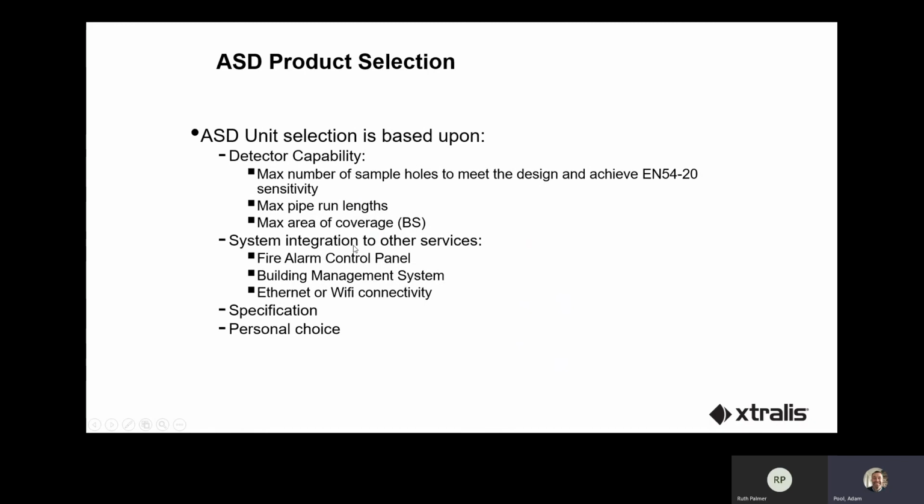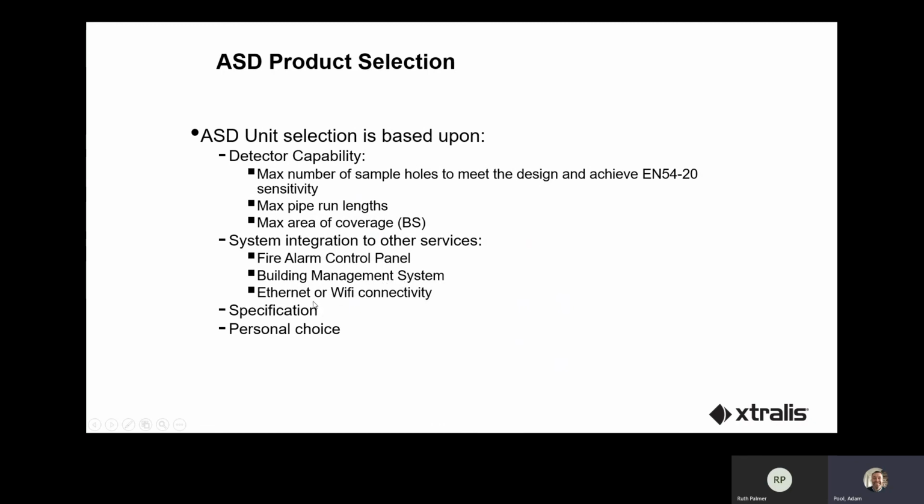We've also got to think about integration to other services. Most aspirating systems will interface to the fire alarm system via volt-free contacts. And again, it's important to point out an aspirating detector is only a smoke detector. It's a very clever unit, and there's a lot of functionality through the front that you don't get with a normal smoke detector, but it still needs to interface to the fire alarm control panel, particularly if that alarm control panel is doing building evacuation alarms. It might interface to the building management system, or it might connect via Ethernet or Wi-Fi. So there's a number of ways we're connecting to other things.